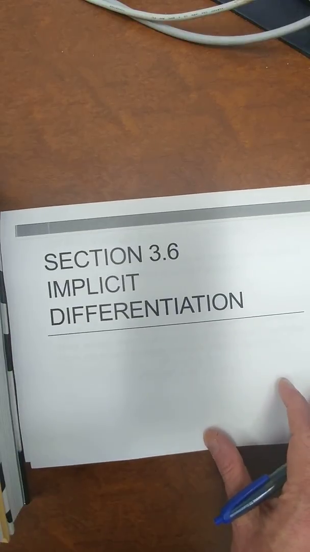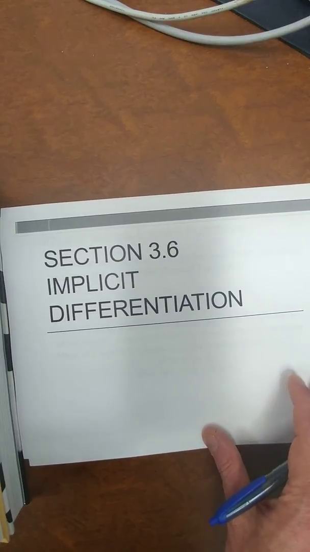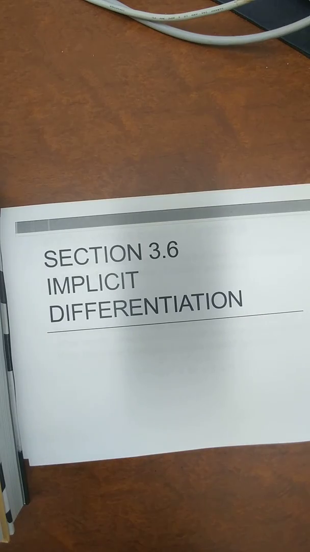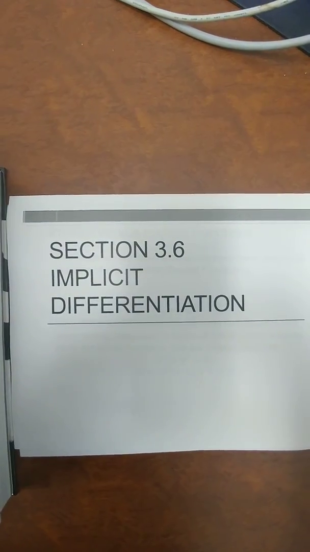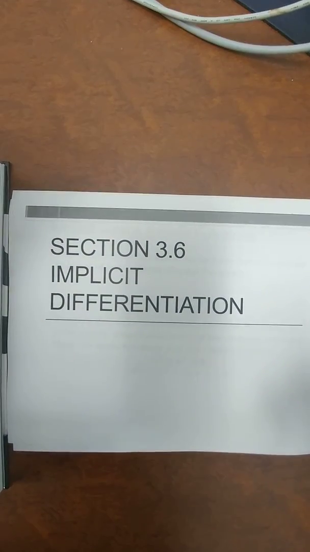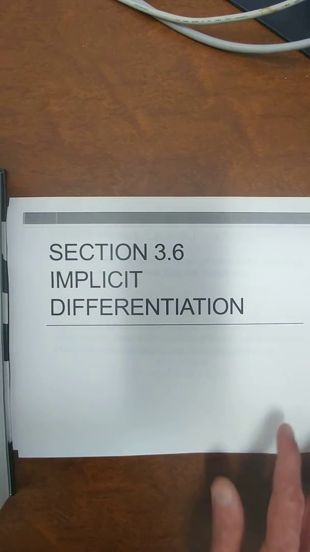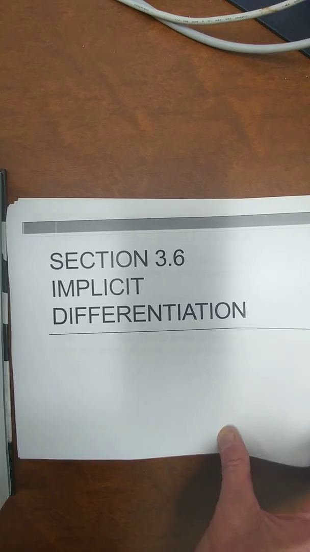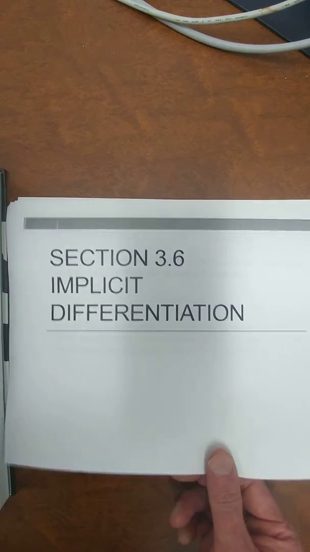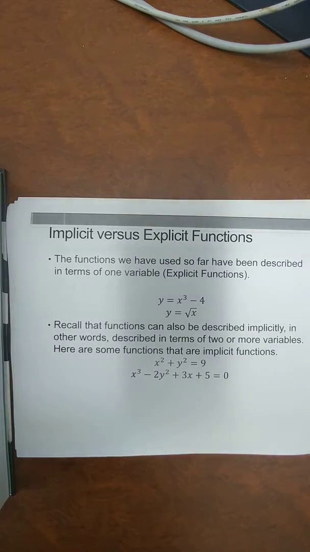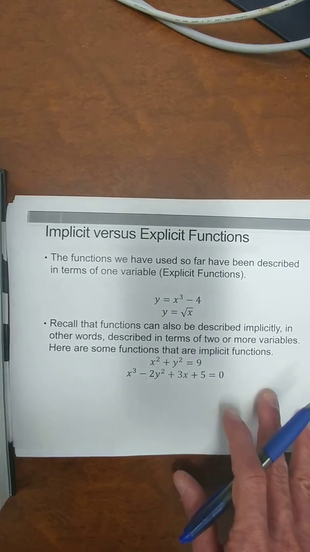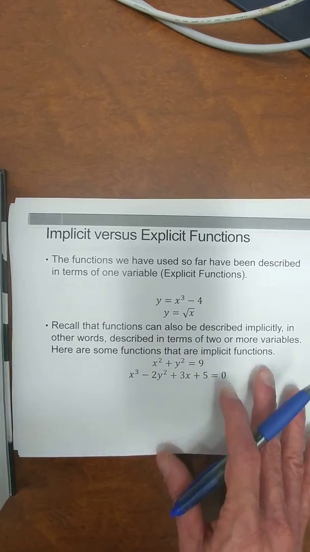Our next unit is on implicit differentiation. This is a different process for taking derivatives in which we will take the implicit derivative of a function that's in an implicit form. So the first thing we'll talk about is what is the difference between an explicit form of a function and an implicit form of a function.